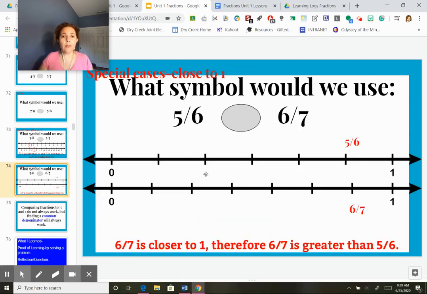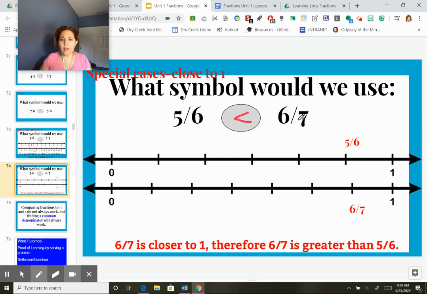Okay, here's another special case: when it's close to 1. And this is called using benchmarks, because we're using the benchmark of 1 to see which one is closer. So 5 out of 6 or 6 out of 7. So here this number line is broken up into 7 pieces. And I have 6 out of 7 of it. So it's right here. This number line is broken up into 6 equal pieces, and here's 5 out of 6. So what's closer? 6 out of 7, right?